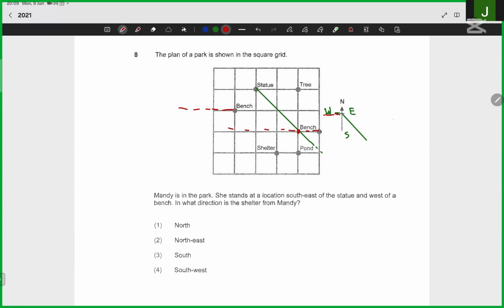In what direction is the shelter from Mandy? So Mandy is standing down here. The shelter is in the southwest of Mandy. So answer number 4. Right, this one is quite tricky. This question is quite tricky.